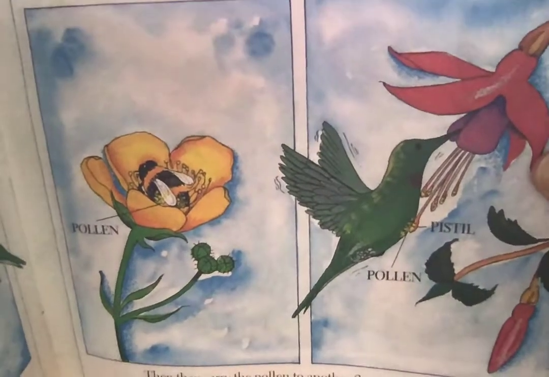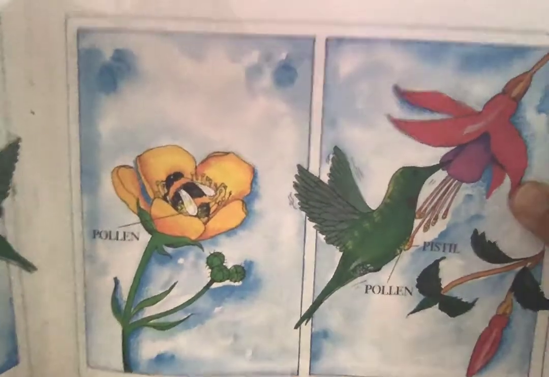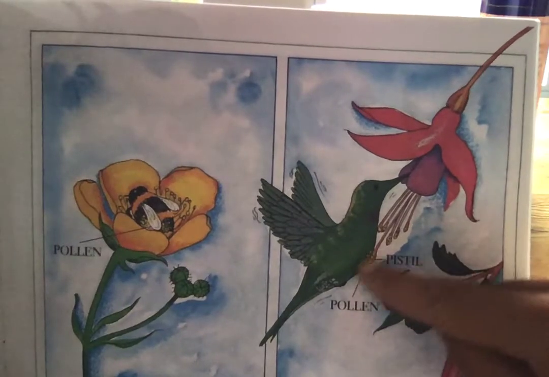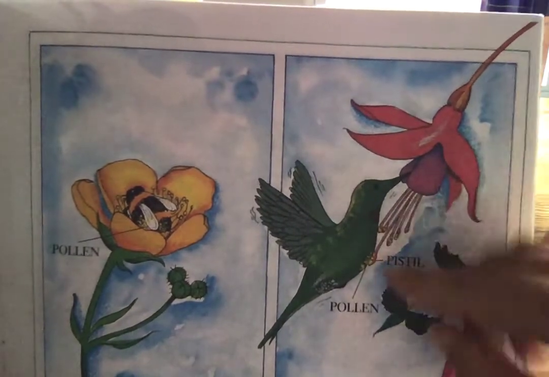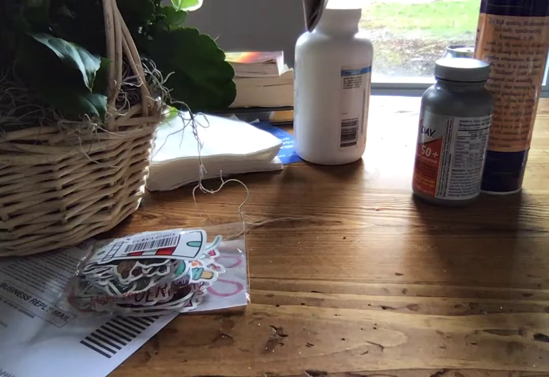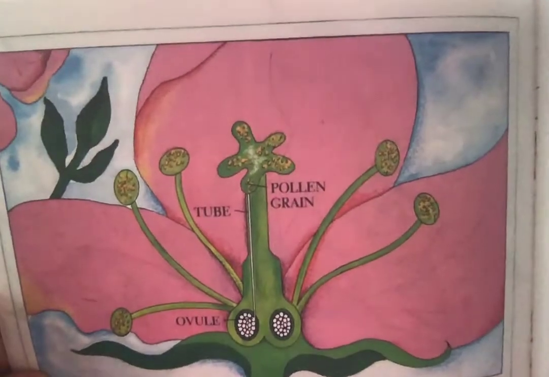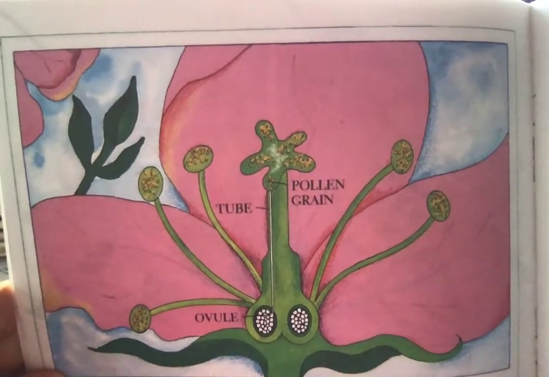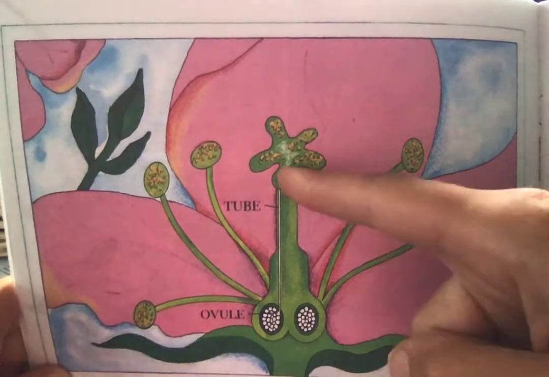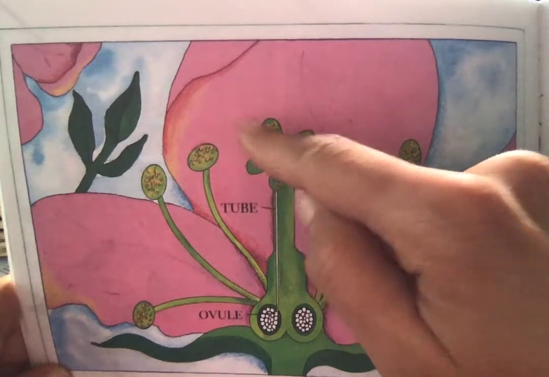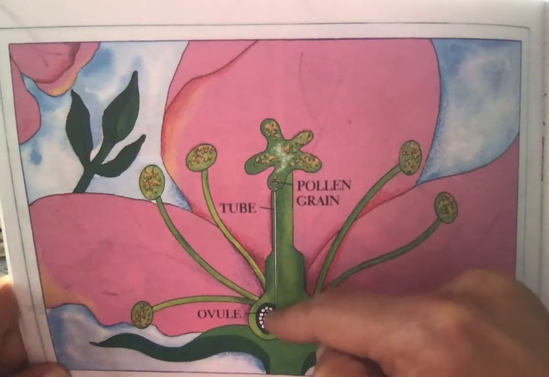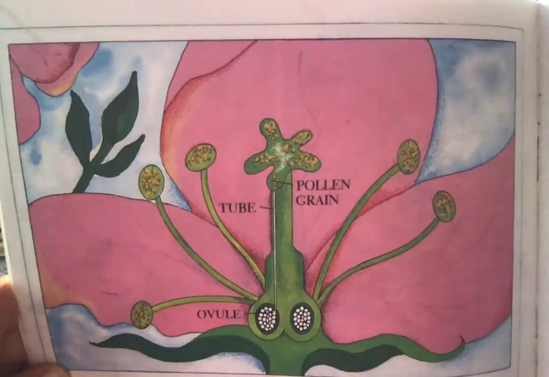Then they carry the pollen to another flower where it comes off onto its pistil. So look, here's the hummingbird, and look, he's rubbing that same pollen onto this flower's pistil. If a pollen grain from a flower lands on the pistil of the same kind of flower, it grows a long tube through the pistil into an ovule. This is the beginning of a seed. So remember, the pollen from the same plant lands on a different pistil, and this long tube comes down, and it's going to turn one of these little eggs into a seed.